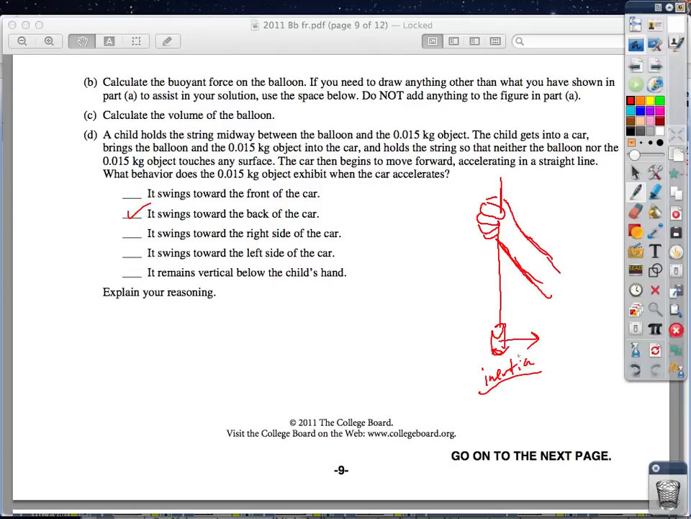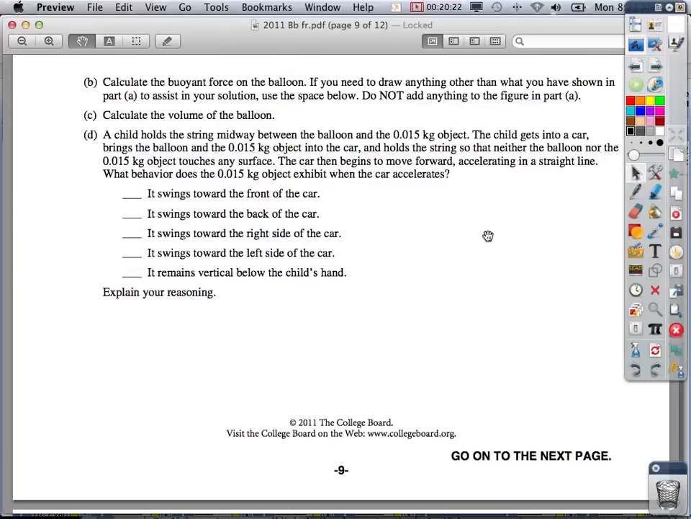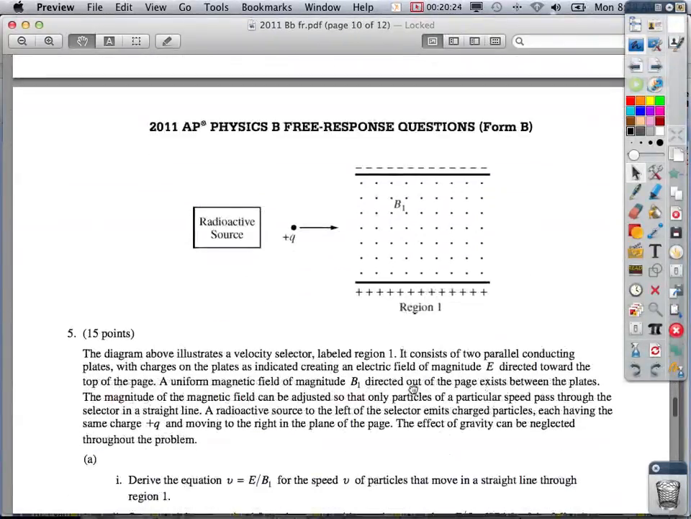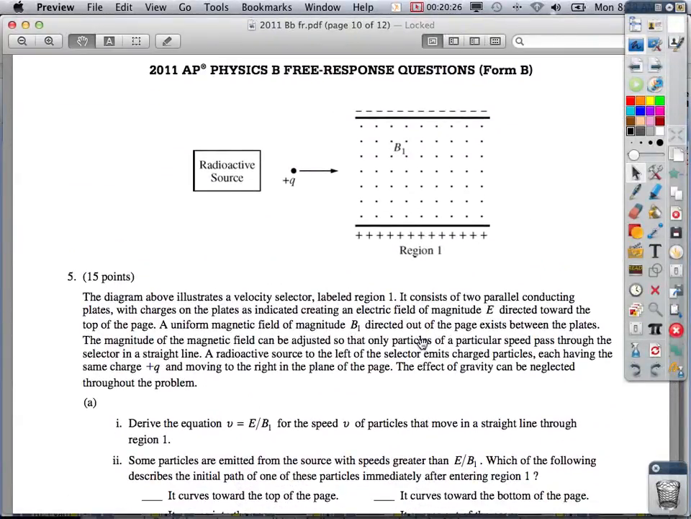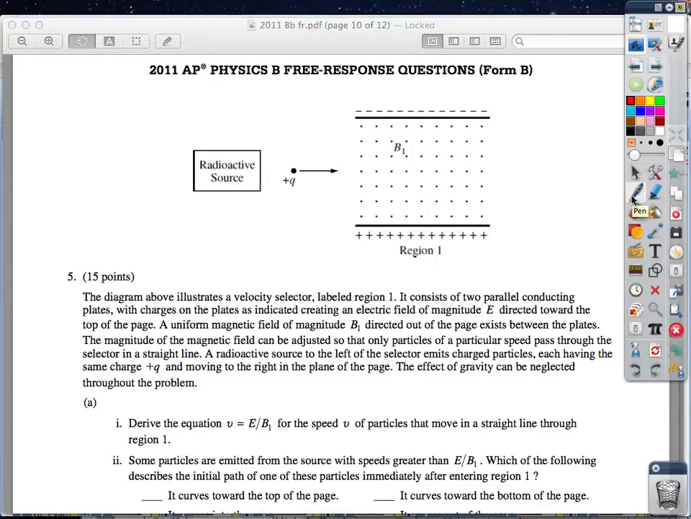Questions? Of course, once the car gets up to speed, what happens to this? It'll go back to vertical, right? Because you can't accelerate forever. Well, technically, I guess if you were going in a circle, and there was no friction, you could accelerate forever. All right, so we move on. Yeah, exactly.